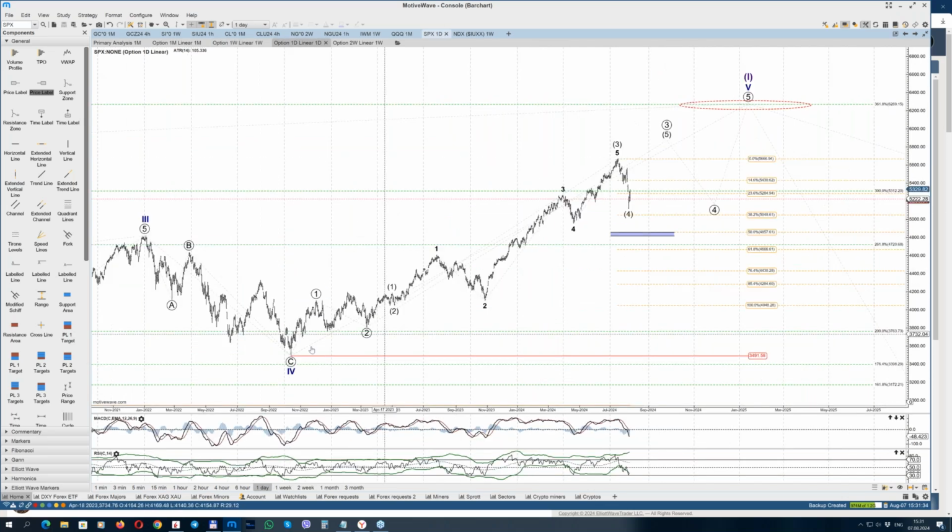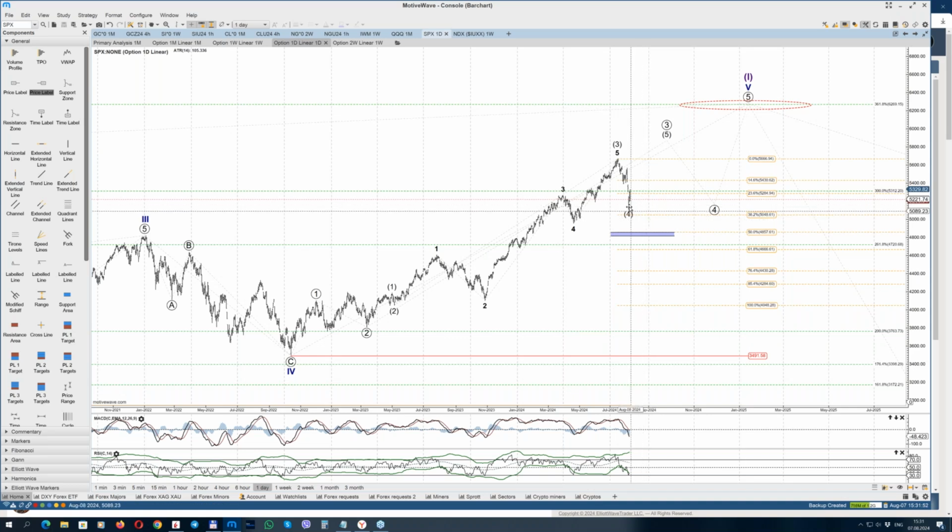Possible internal wave structure. I have adjusted the bottom for the wave 4. Now 1, 2, 1, 2, 1, 2, multiple nested 1, 2s prompt me to anticipate higher targets, and this is what the possible wave structure may look like.